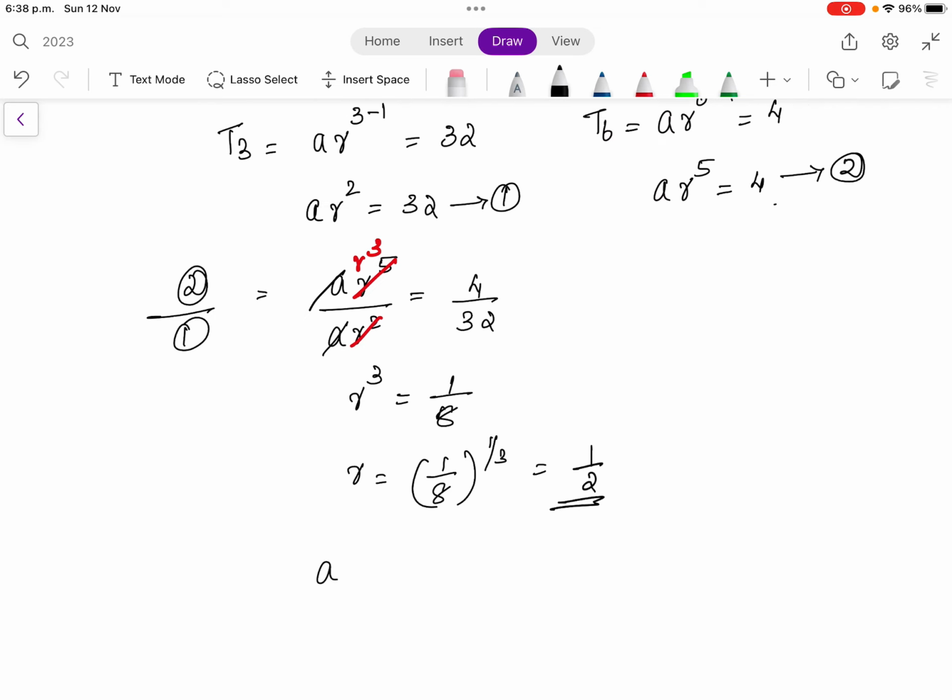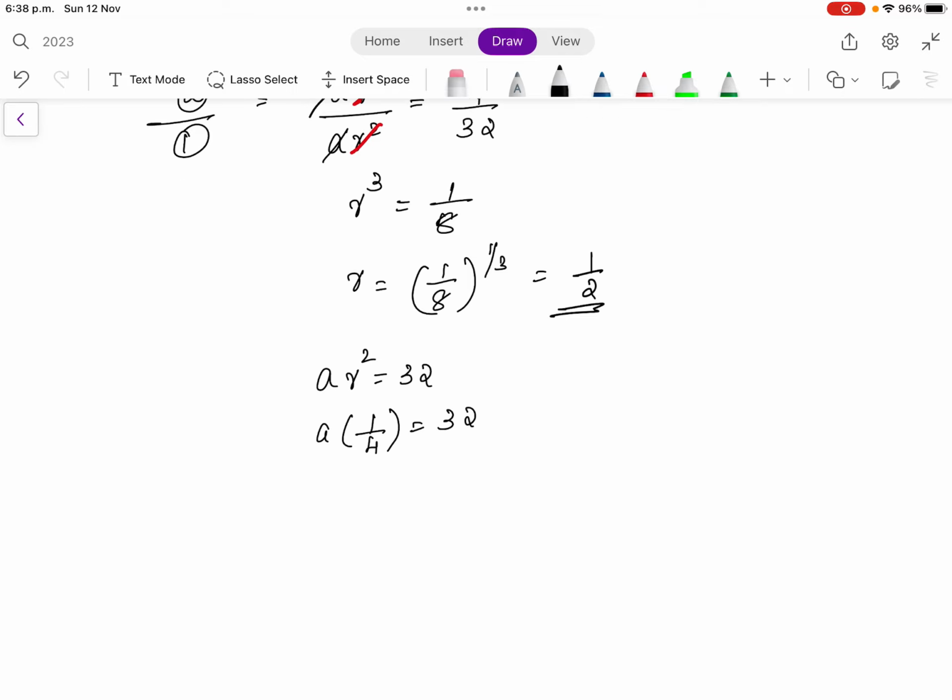Now we have to find a. So ar² is equal to 32. So a times 1 over 4 is equal to 32. You are subbing in the value of r, and a is equal to 32 times 4, which is equal to 128. So r is equal to 1 by 2 and a is equal to 128.